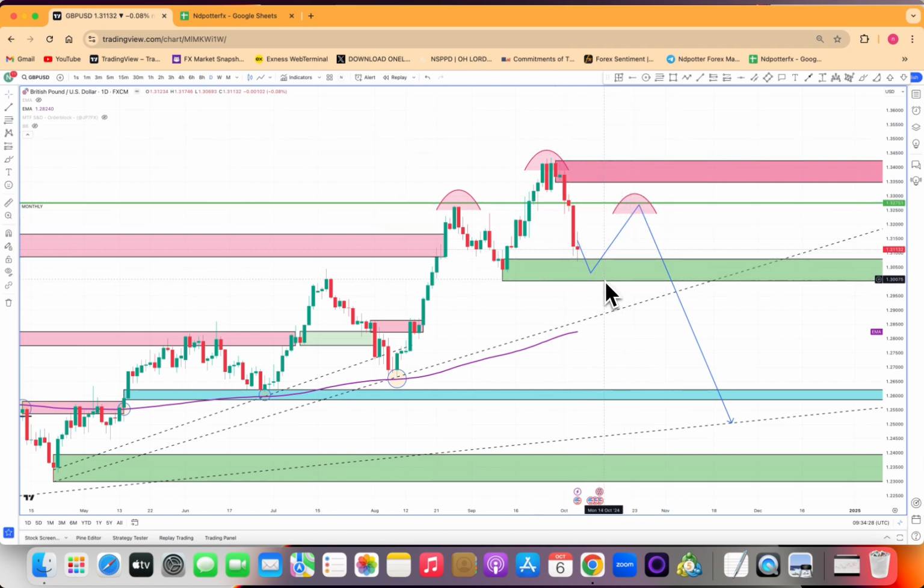The market is currently forming a reversal pattern known as the head and shoulders. This is the left shoulder, the head, and the right shoulder here, before we start seeing the drop to the downside.